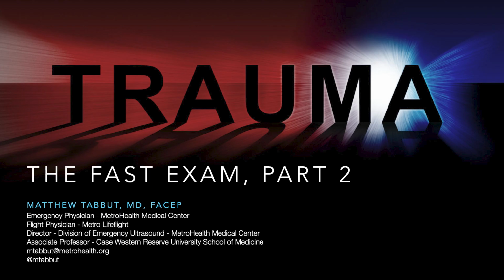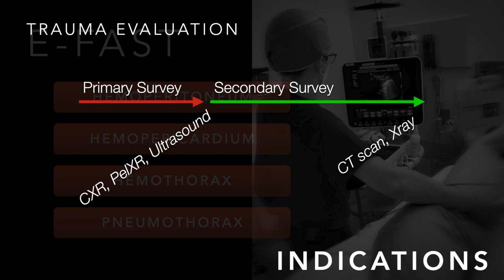So if we remember from last week, we talked about the history of the FAST exam, how we got to using it in trauma, how the ED got to owning this thing, and where it fits into the trauma assessment. We talked a little bit about the ATLS protocol and algorithm for trauma, and how the ultrasound really fits nicely into that primary survey for patients who are critically ill, and helps us identify where there is potential bleeding, because bleeding is one of the major causes of mortality in trauma.